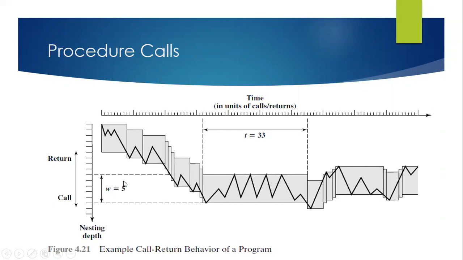Now in this diagram, you can see an example of the call return behavior of a program. This is return and this is call, and this is the nesting depth. That means your program starts here, calls a function, then returns, then calls a function, then returns. Then in this function, another function is called. That's why this is called nesting depth. Nesting means a function is getting called in another function or a method. So these calls and returns are related to your functions.